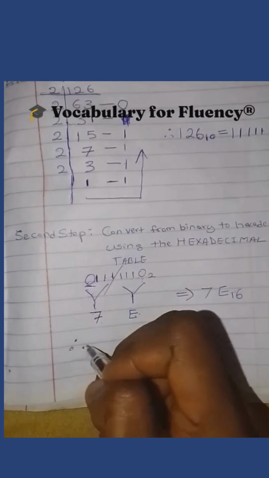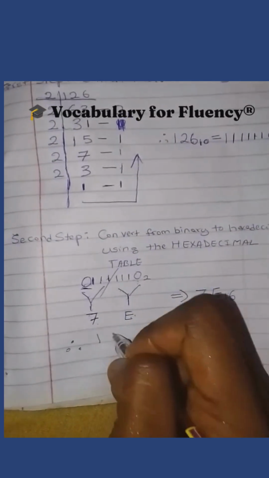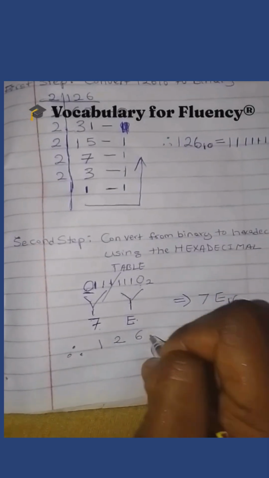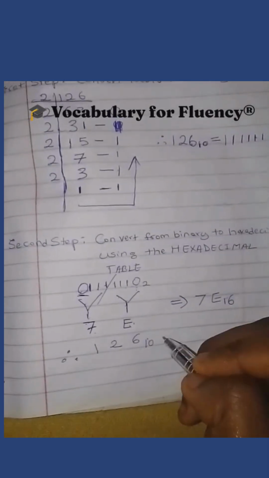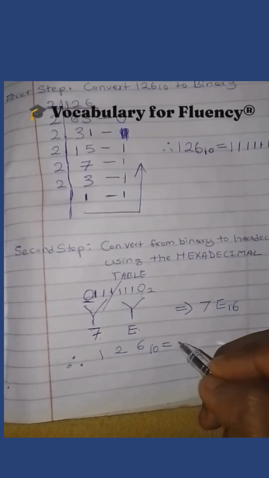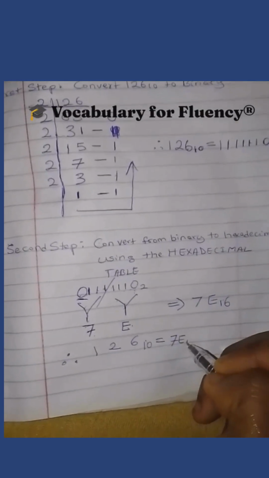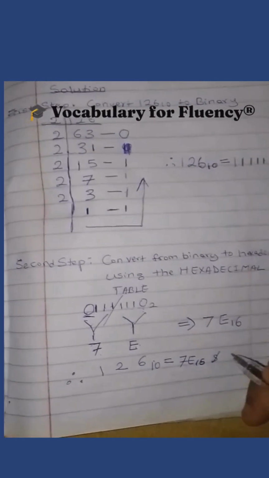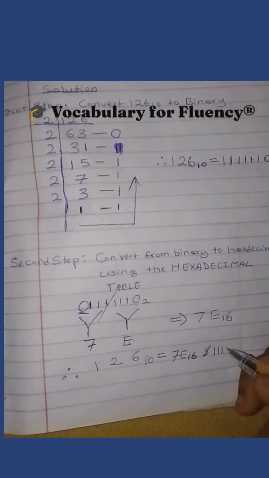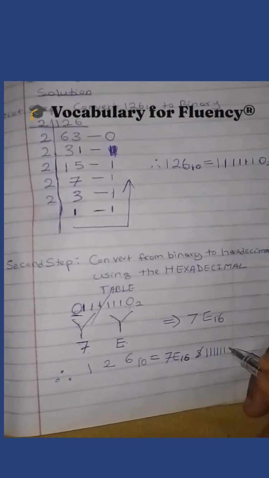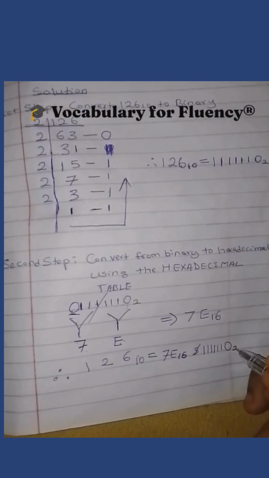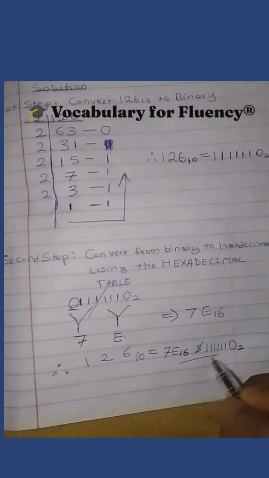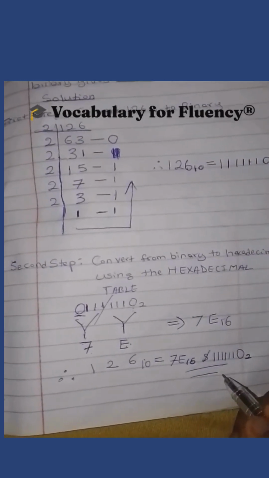So therefore 126 base 10 equals 7E in hexadecimal form and 1, 1, 1, 1, 1, 1, 0 base 2. Let's clap for ourselves.